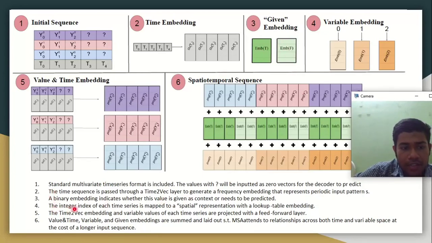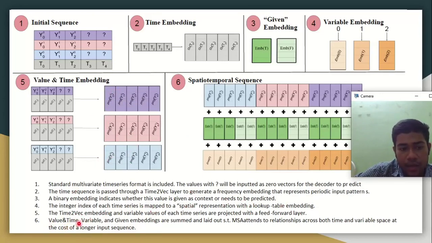And then we have the fourth step where we are adding the spatial embeddings. As we discussed earlier, here we are going to treat every different variable in a given time step differently. So we are going to add a spatial embedding for every variable as shown here. And then in the fifth step, the Time2Vec embedding and the variable values of each time series are projected with a feed-forward neural network as shown here, to get the intermediate representations. And then in the last step, we combine everything.